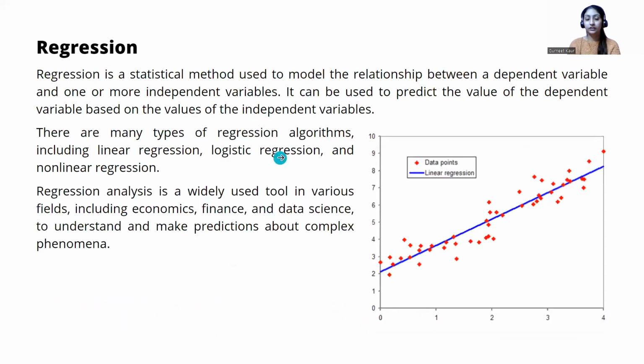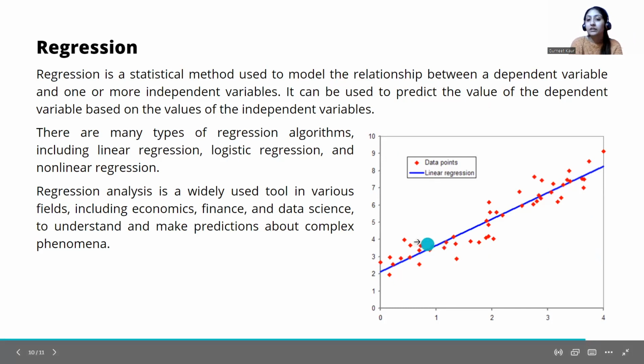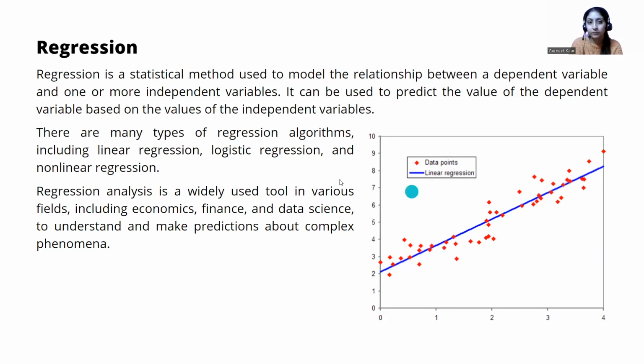Now comes the regression. A regression is a statistical model. It tells us the relationship between a dependent variable and an independent variable, right? On the x-axis is the independent variable, and on the y-axis is the dependent variable. It is used to predict the value of the dependent variable based on the value of the independent variable, right? As you can see in the graph, the red indicates the data points and blue is the line of regression, right?